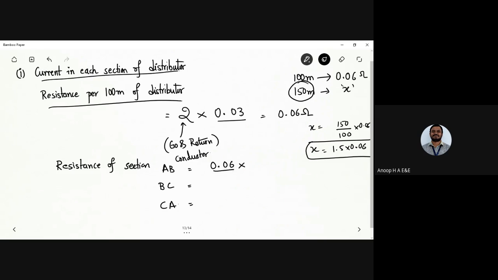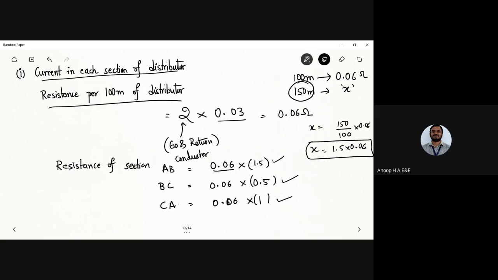So that is 0.06 into 1.5, and I can write it directly. Next, the resistance of section BC and the resistance of section CA, I'll write directly as 0.06 into 0.5 and 0.06 into 1. You should know how I wrote it: this one is for the 50 meter length of section BC and the 100 meter length of section CA. So this is how I can find out the resistance of each section.